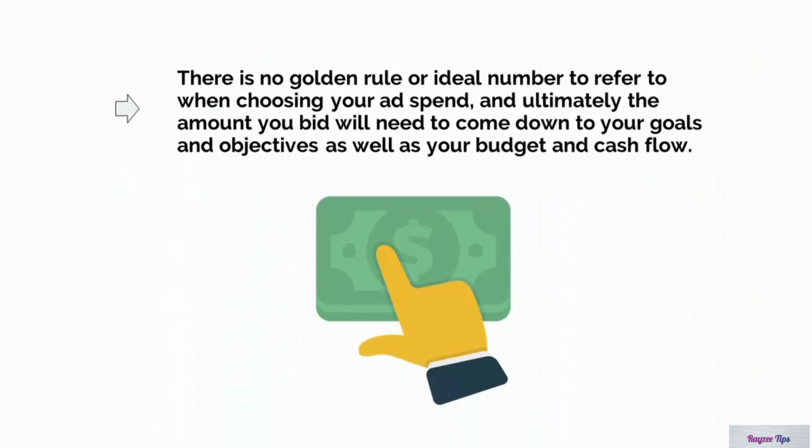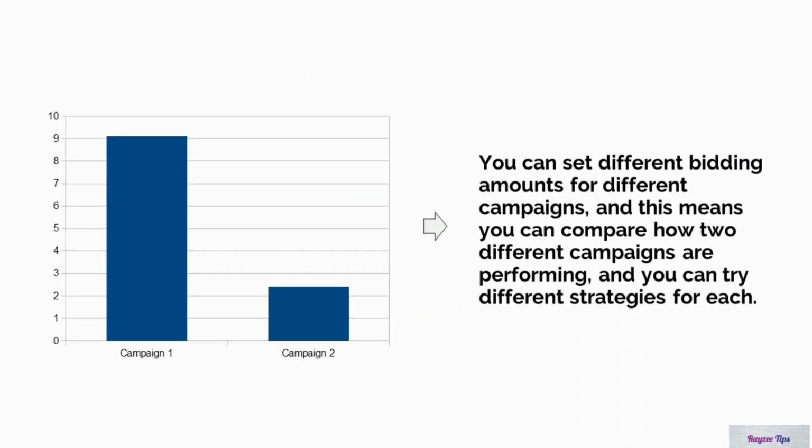Unfortunately, there is no golden rule or ideal number to refer to when choosing your ad spend. And ultimately, the amount you bid will need to come down to your goals and objectives as well as your budget and cash flow. Of course, you can set different bidding amounts for different campaigns though, and this means you can compare how two different campaigns are performing, and you can try different strategies for each.